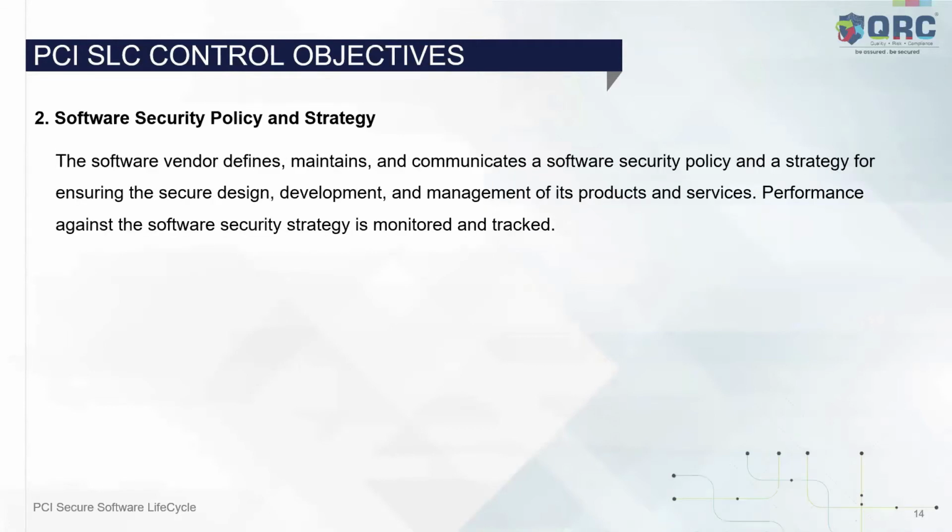Now let's talk about the second control objective, software security policy and strategy. Many organizations are subject to requirements for protecting certain types of information, be it PII, cardholder data, or protected health information. Vendors are required to identify and monitor external regulatory and industry security and compliance requirements, so that they are aware of their external security and compliance obligations.